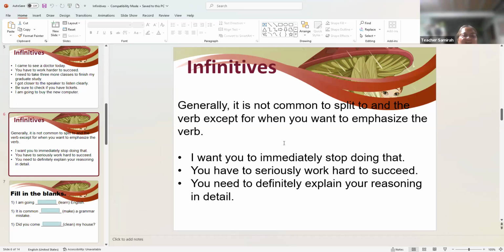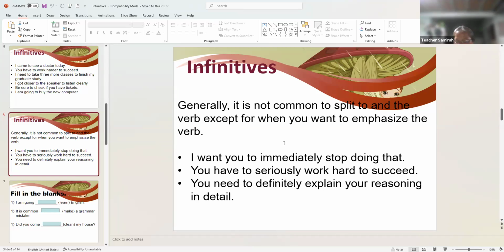You have to seriously work hard to succeed. To seriously work. So seriously is an exaggeration, emphasizing the verb work. And then you need to definitely explain your reasoning in detail. Definitely explain. So it emphasizes the verb explain.